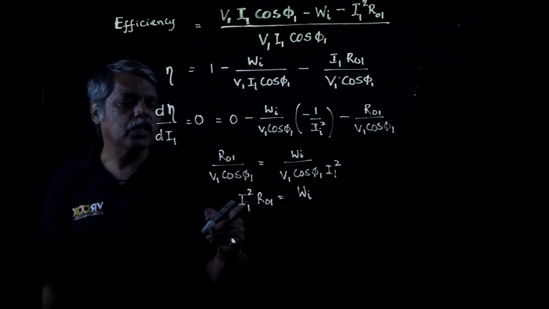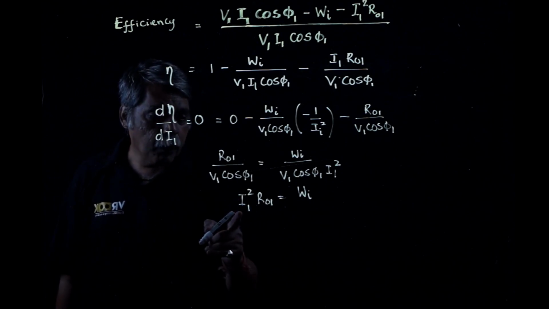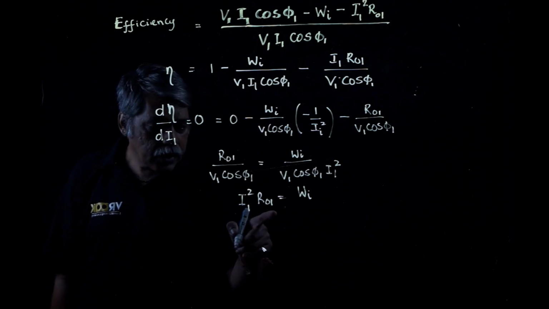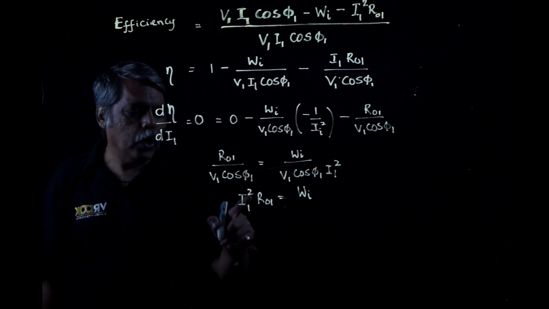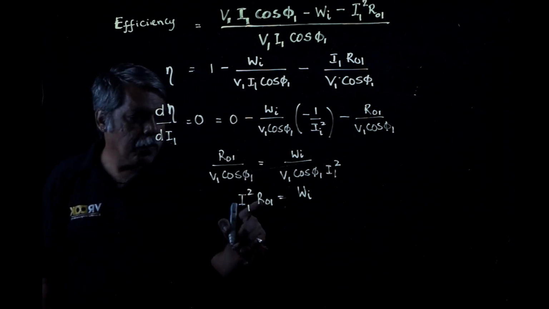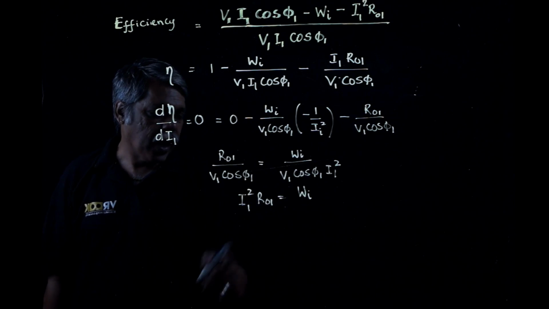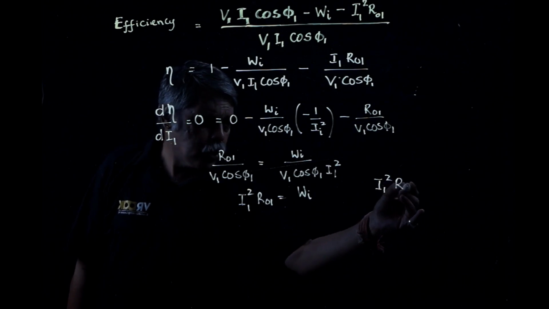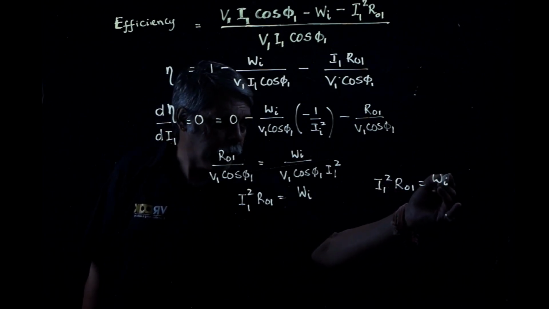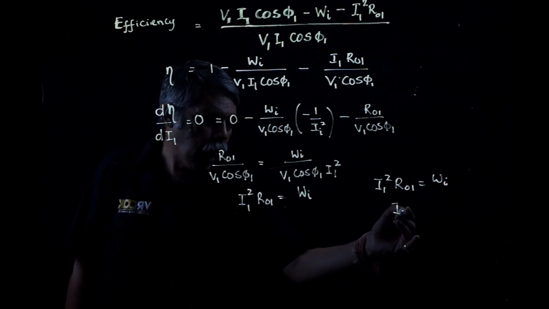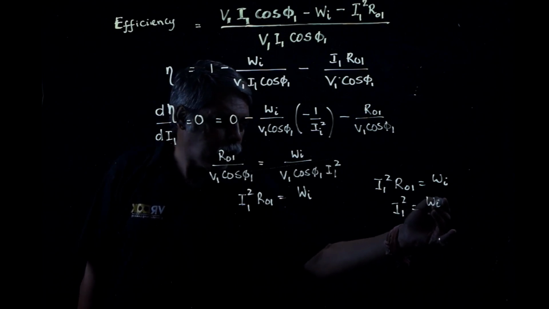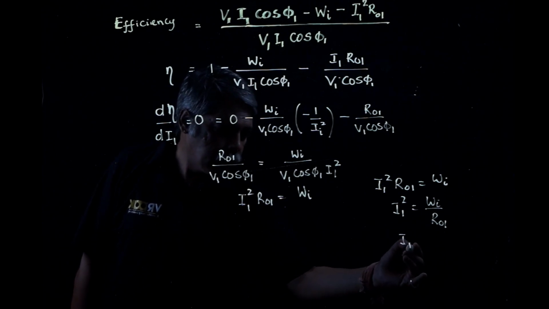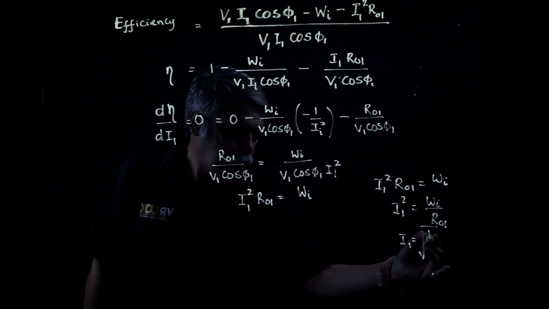So the condition for maximum efficiency is when the copper loss is equal to the iron loss, the efficiency will be maximum. Now this happens only at one load condition in a transformer. Now I will just take this expression and rewrite it. I1 square R01 is equal to Wi. Let us write I1 square is equal to Wi divided by R01, or I1 is equal to square root of Wi by R01.